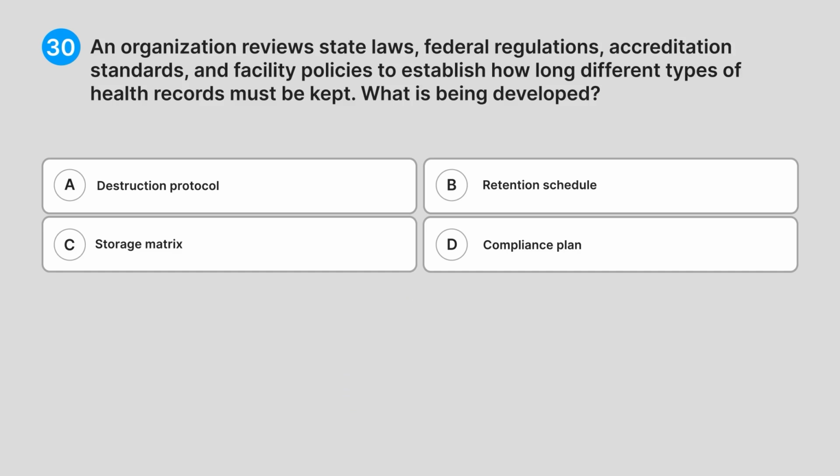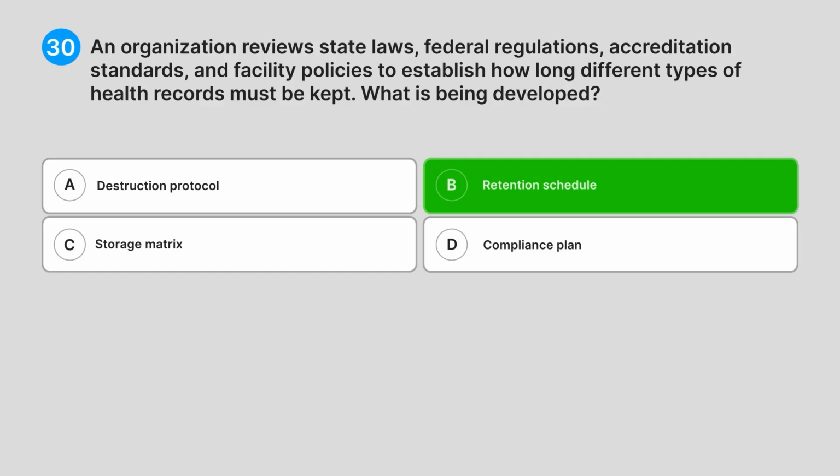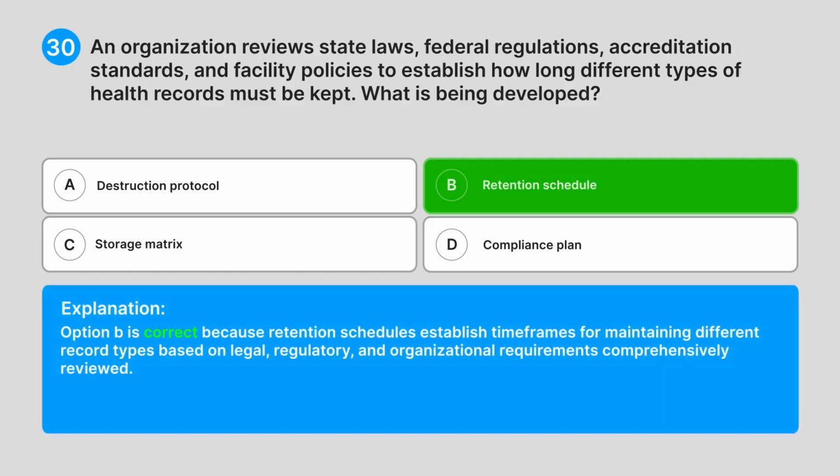Correct answer, B. Retention schedule. Explanation: Option B is correct because retention schedules establish timeframes for maintaining different record types based on legal, regulatory, and organisational requirements comprehensively reviewed.